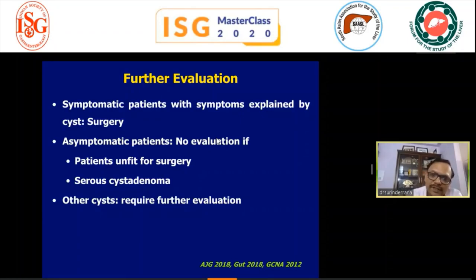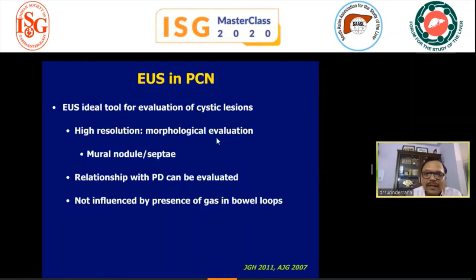And if the patient is asymptomatic, there is no need for further evaluation. If MR clearly shows a morphology of serous cystadenoma, or if your patient is unfit for a resective surgery, there is no point evaluating further. But if these conditions are not met, then this will require further evaluation. And how do you evaluate further?